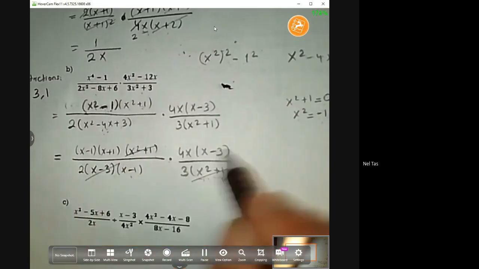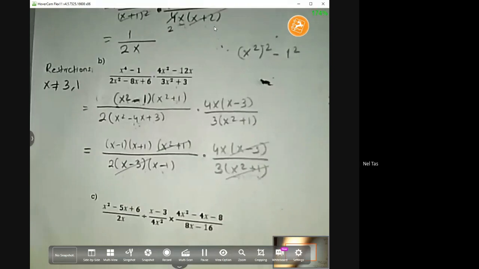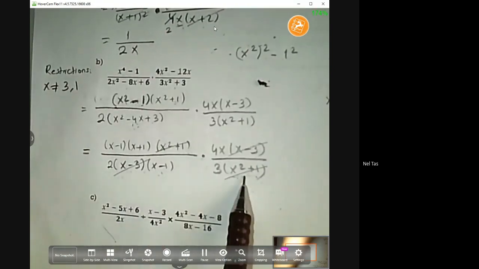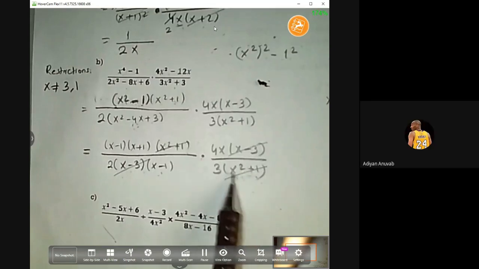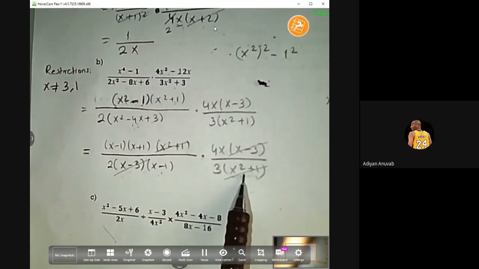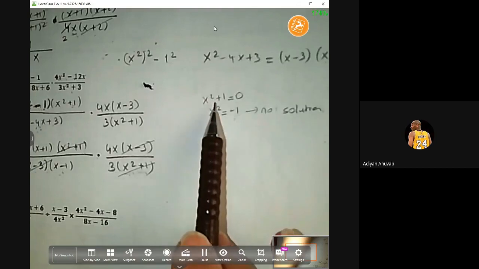X minus 3. Wait, Miss Nath, could you show the restrictions one more time? I didn't catch it. Yeah, 3 and 1. Okay, 3 and 1. And no restrictions are coming from here. Wait, what did you say? No restrictions are coming from here. Wait, why? I just explained it here. Sorry, my bad. I was not paying attention.